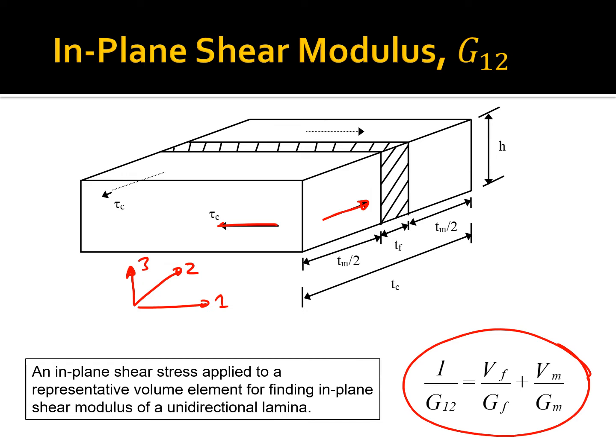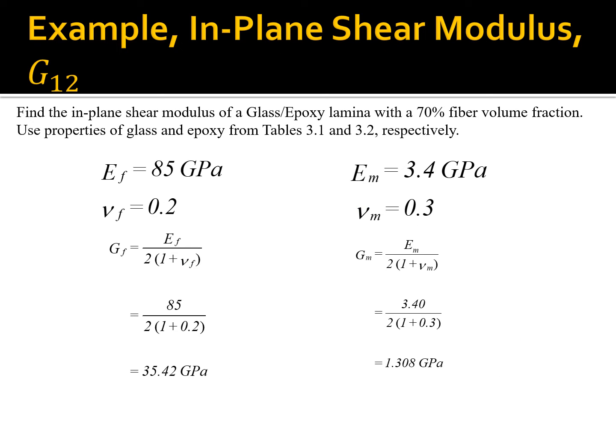You're going to get the inverse rule of mixtures here, that shear modulus is given by this particular relationship given there. Now let's go and look at an example. So if somebody asks you to find the in-plane shear modulus of glass epoxy lamina with 70% fiber volume fraction, as we have been doing, we will use the properties from table 3.1 and 3.2. We do not get the shear modulus properties of the fiber and the matrix directly from table 3.1 and 3.2, so we'll have to calculate that.